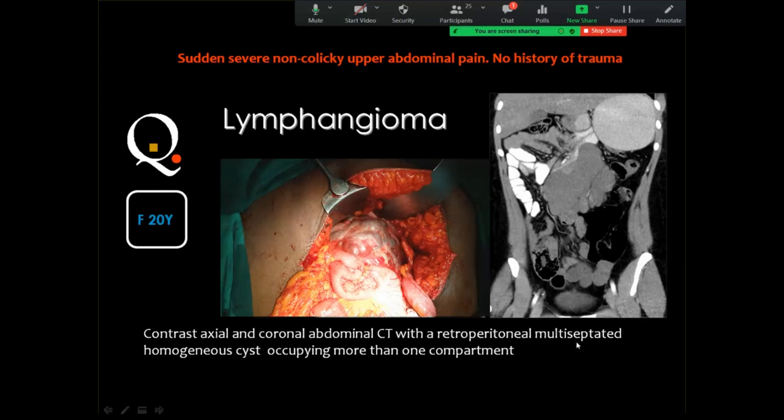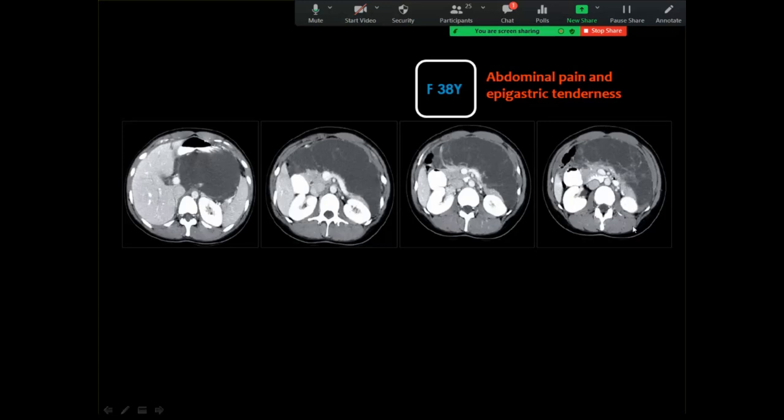But if you failed to appreciate the density of the fluid, you may say that this is a case of peritoneal lymphoma. And this is the appearance of lymphangioma in the abdomen, a big cystic lesion with internal septations, and there are no solid components and no calcification, and it goes through within the bowel loops, or may be confined to the omentum, as you can see here.